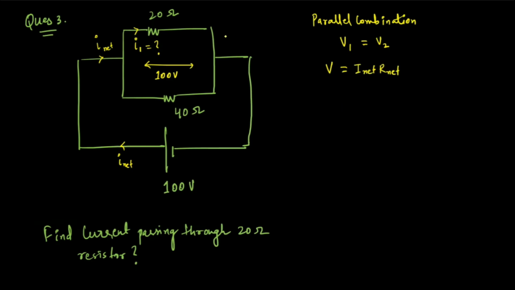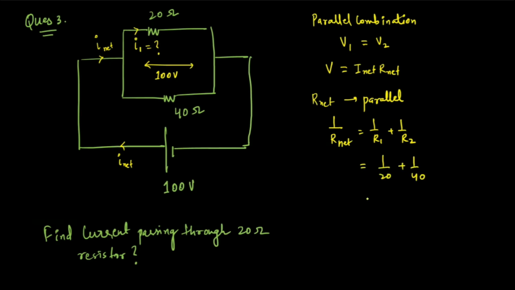So how can we find the net resistance here? Net resistance can be found using the parallel combination relation. We know that 1 upon R net is equal to 1 upon R1 plus 1 upon R2. Let's figure out what it is. Taking the LCM of 20 and 40, we get R net as 40 over 3. This is the net value of resistance.